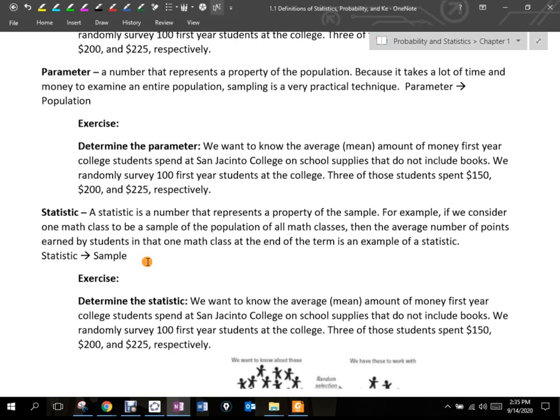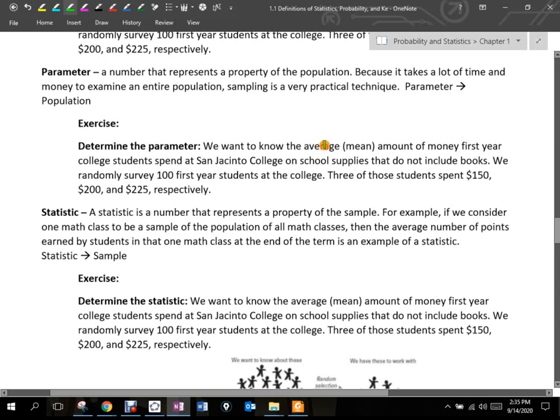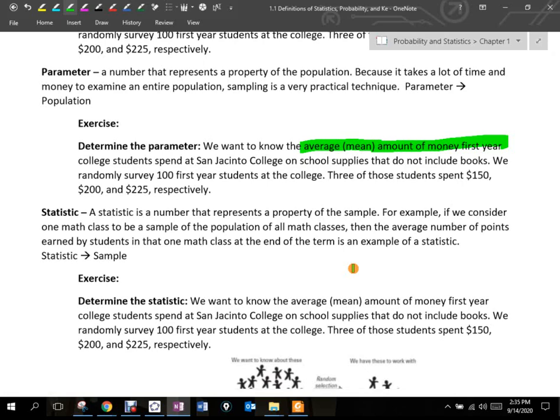But a parameter, a lot of times, we don't know. The parameter is ultimately what we're looking for in this scenario. If we think about this, it says we want to know the average or the mean for first-year college students. That is a quantity, or a number attached to the population. Would you guys agree with that? Okay, so that's the parameter.